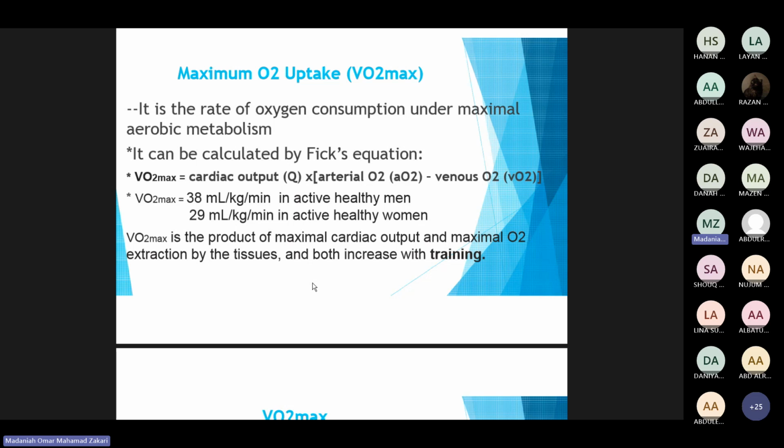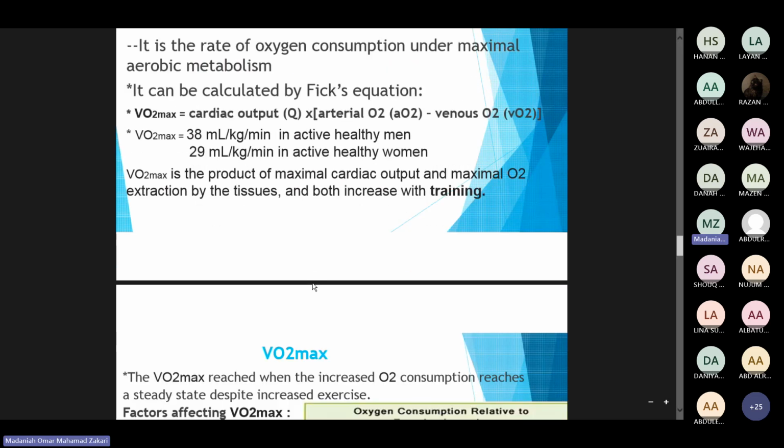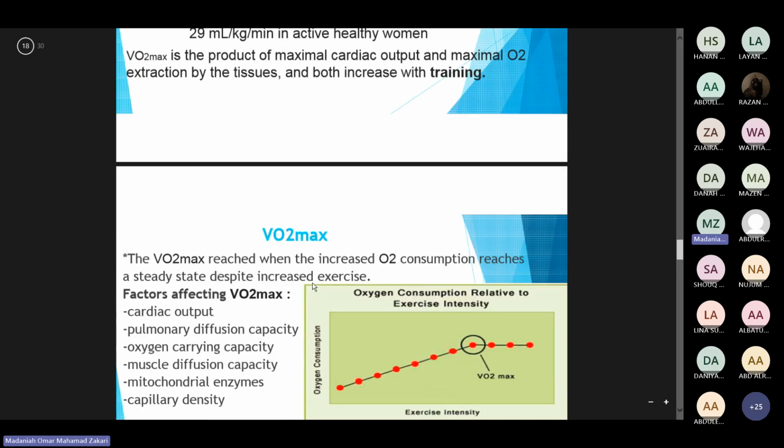How fast the tissue extracts oxygen, and how much the maximum cardiac output is, and both increase with training. Cardiac output is improved or increased, or maximum oxygen extraction will be increased, and that means maximum oxygen uptake. If you want to improve it, you will need to do more training. So what is the importance and the significance of VO2 max?